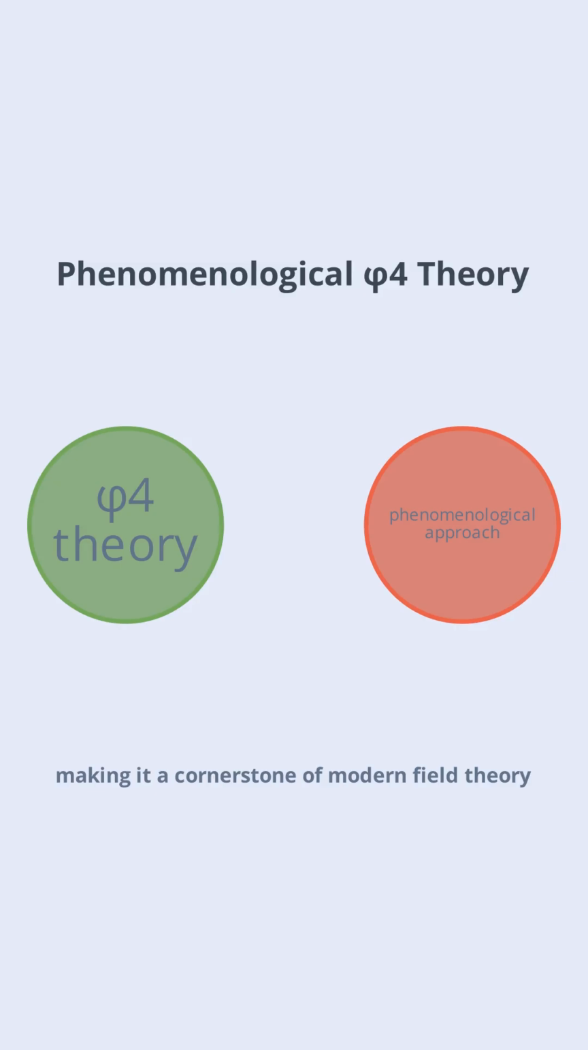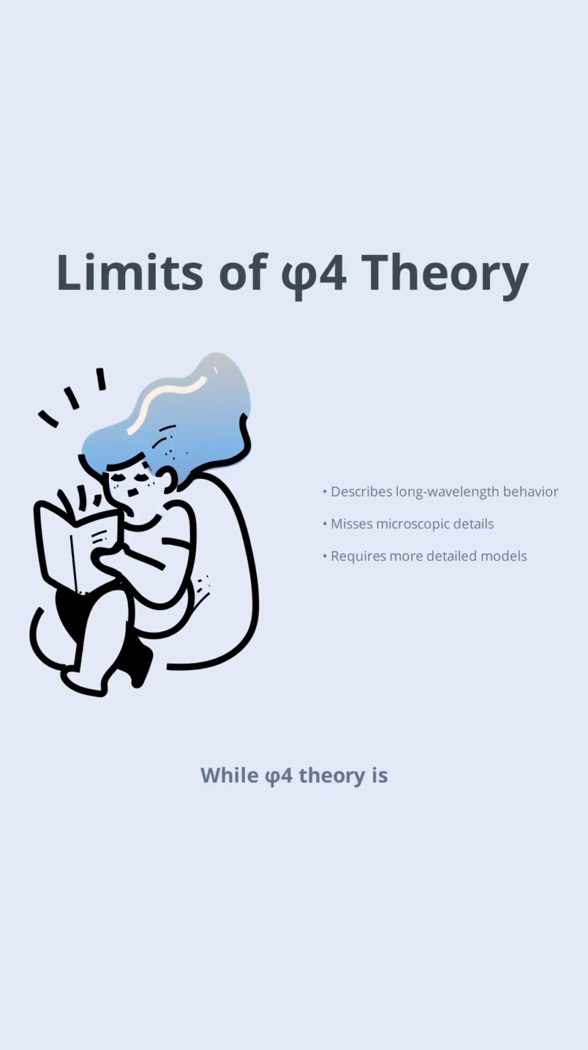While φ⁴ theory is powerful for describing long wavelength, macroscopic behavior, it has its limits. Specifically, it doesn't capture the energy associated with short wavelength, microscopic details. These finer features require more detailed models or additional terms in the Hamiltonian. Recognizing the strengths and limitations of φ⁴ theory helps us choose the right tools for different problems, ensuring that our models are both accurate and efficient.